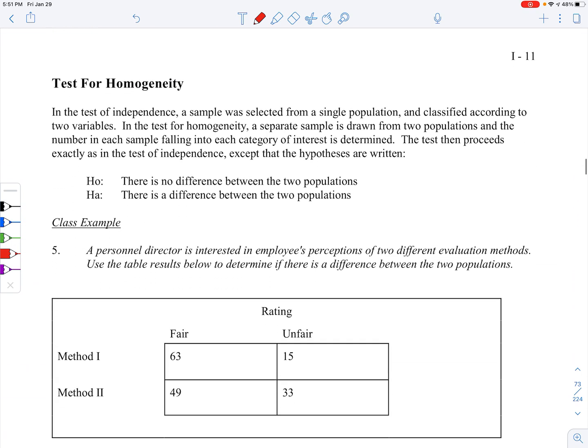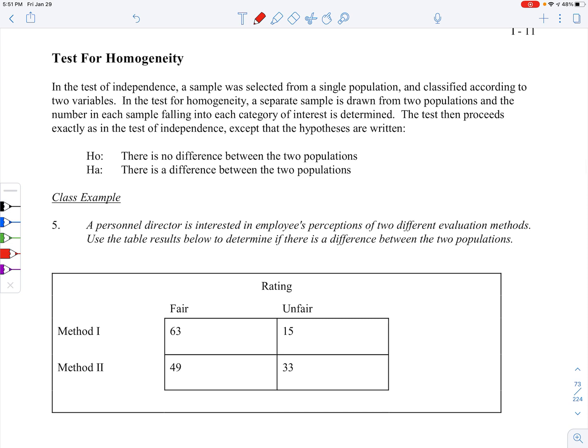The last part here, actually, there's a little bit of Excel after this, but let's just talk about this thing called the test for homogeneity. And it sounds like a completely different test, but the important thing is that it's basically the same animal as a test of independence. And we'll quickly work through this particular guy as well. So what this is about is that in the test of independence, a sample is selected from a single population and classified according to two variables.